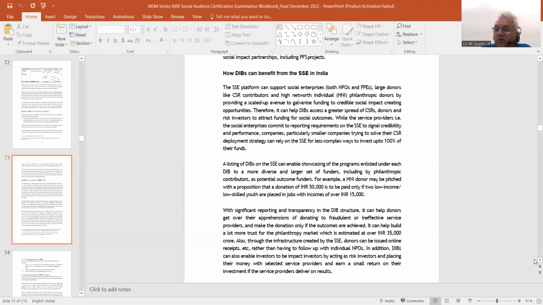and it will attract more donors. So with significant reporting and transparency in the development impact bond structure, it can help donors get over the apprehensions of donating to a fraudulent or ineffective service provider.